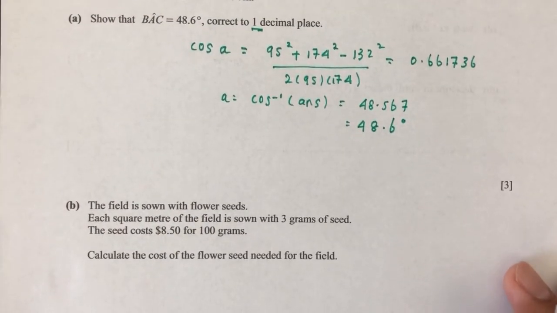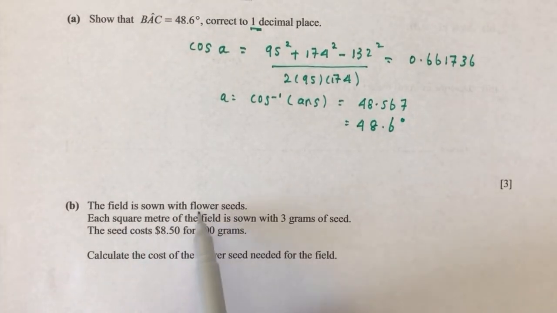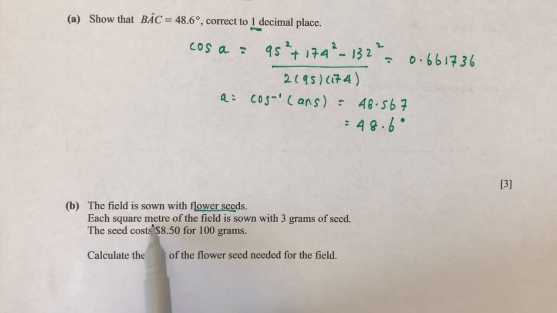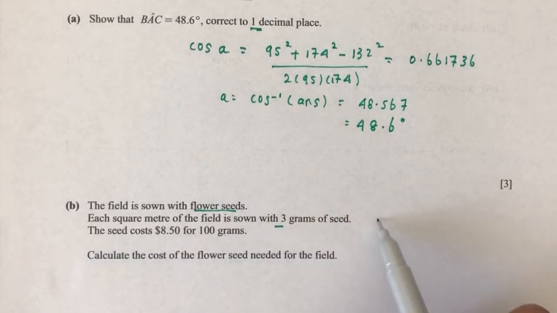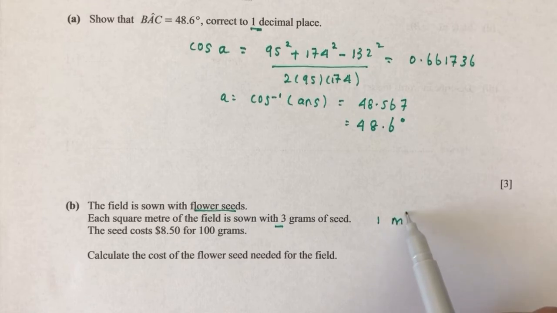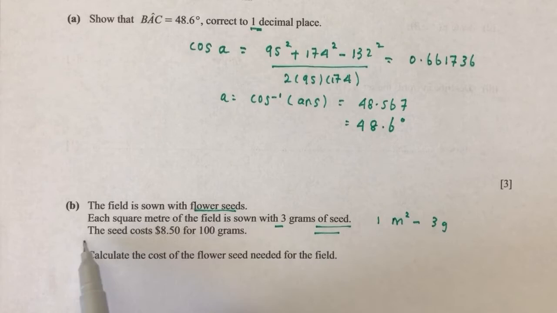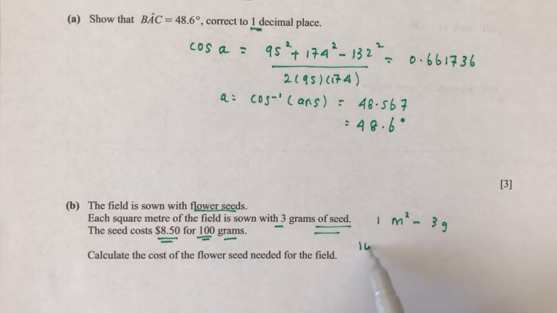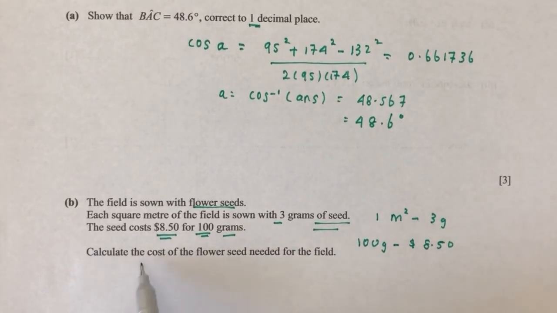Moving on to part B. The field is sown with flower seeds. Each square meter is sown with 3 grams. So 1 square meter has 3 grams of seed. Now it says the seed costs $8.50 for every 100 grams. If you use 100 grams, it costs $8.50. That's the information here. Question is, calculate the cost of flower seed needed for the field.